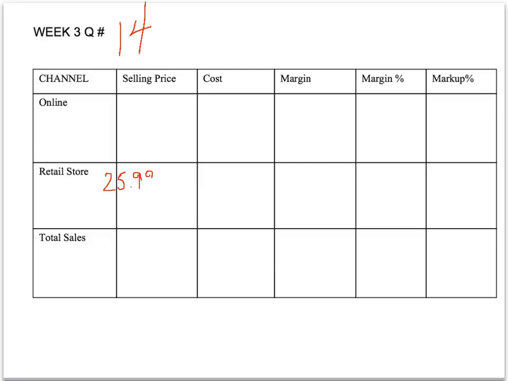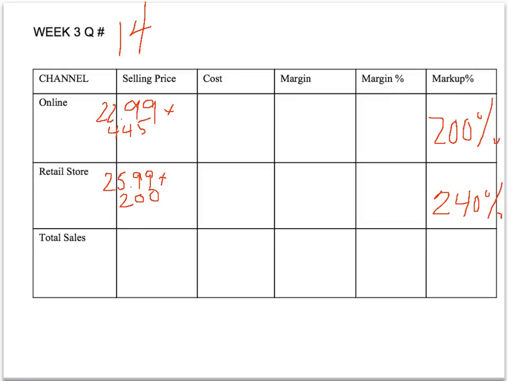people will pay $25.99 per unit. And if you buy online, you'll only pay $22.99. We know that units sold through the retail outlet are marked up by 240%, and we only have a markup of 200% through the online channel. So last month we sold 445 units online, and we only sold 200 through the retail.